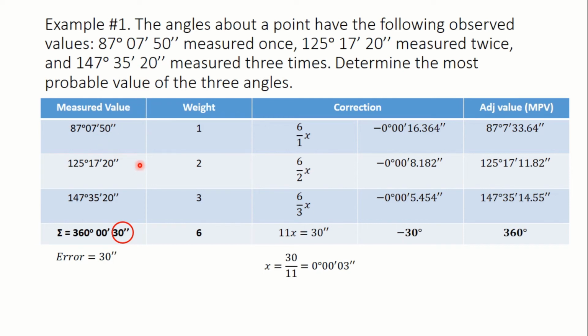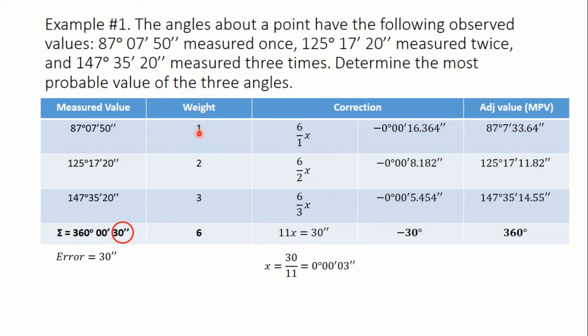Mas maganda kung magsosolve tayo ng mga ganito, i-table natin. So ito yung mga measured values. Tingnan natin. Sa number 1, nakita natin discrepancy niya, error niya ay 30 seconds. Ibig sabihin, dahil sobra ng 30 seconds, dapat susubtract natin yung correction. Diba? Para maging 360 lang.